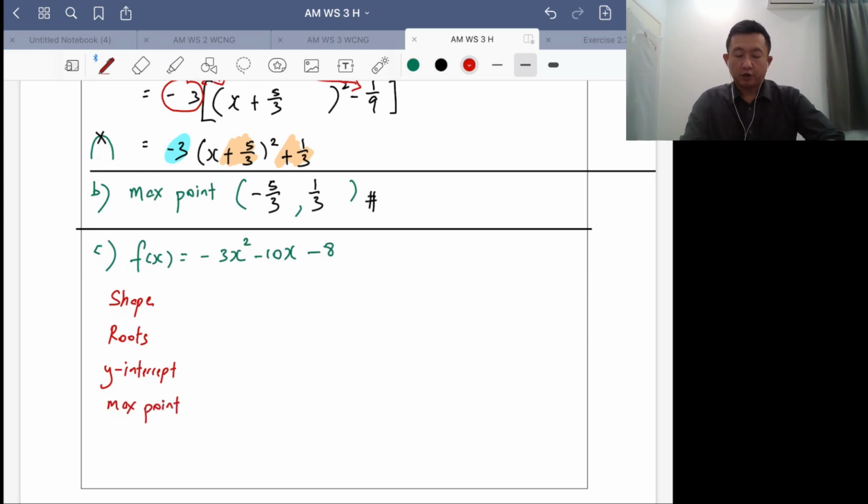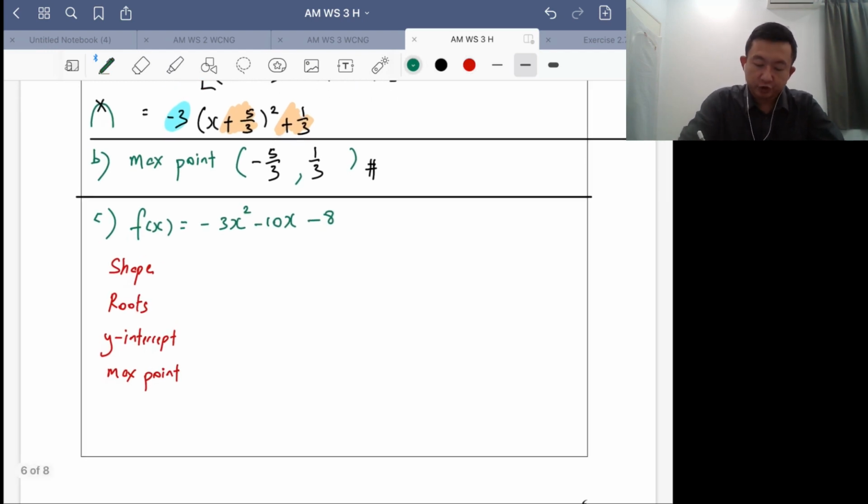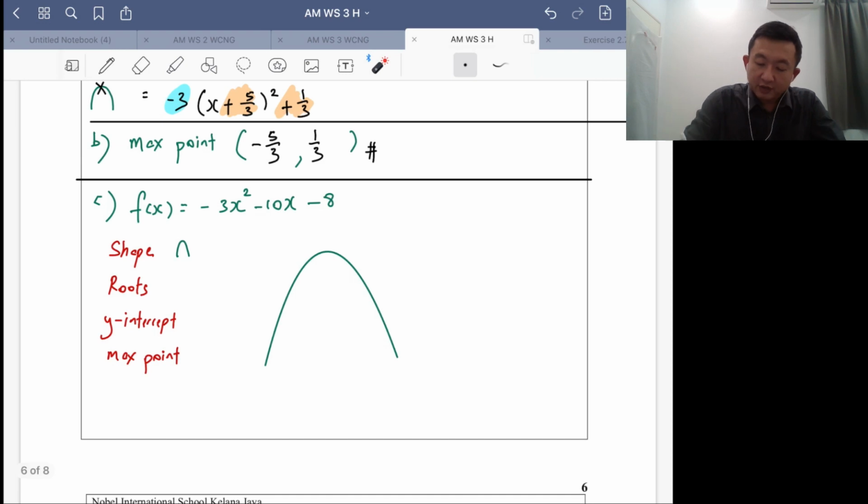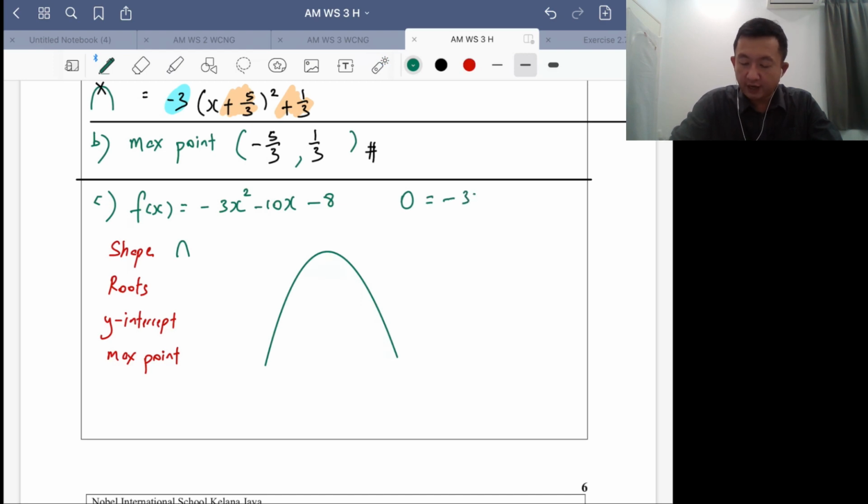Okay, first, do we know the shape? Yes, the shape is an N shape because a is -3. So this is what you can do. You can sketch the graph now. Sketch an N shape. The roots. In order to find the roots, you need to let your quadratic function equal to 0. So 0 equals -3x squared minus 10x minus 8.